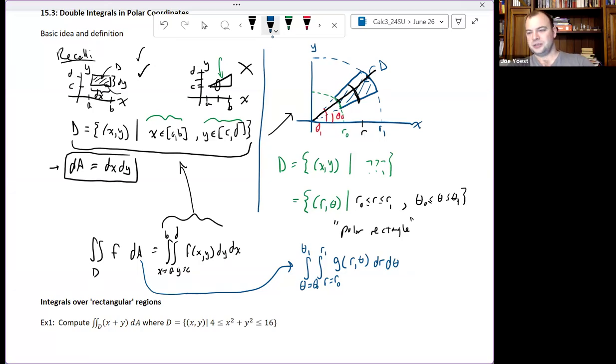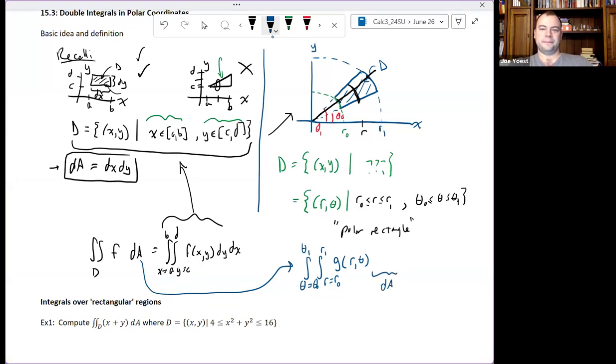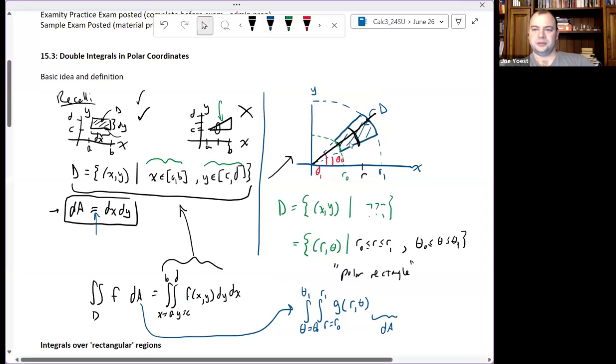Let's double check though, is this the right thing to write? So what needs to go here is dA, a little increment of area. Over here, dA was dx times dy, just kind of in a sense the product of the two variables' differentials. But let's look at this little chunk of area.